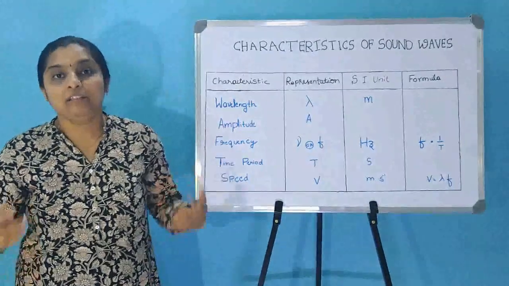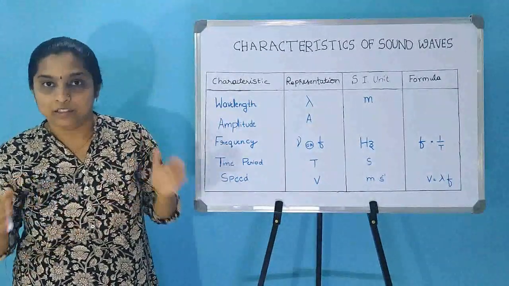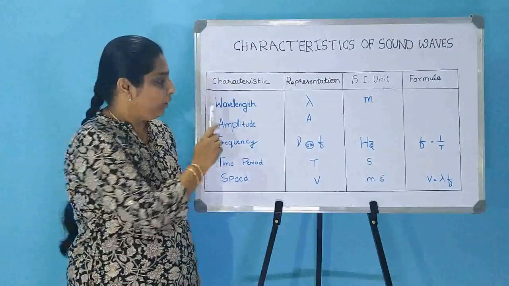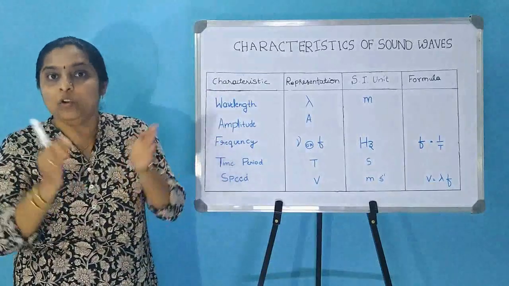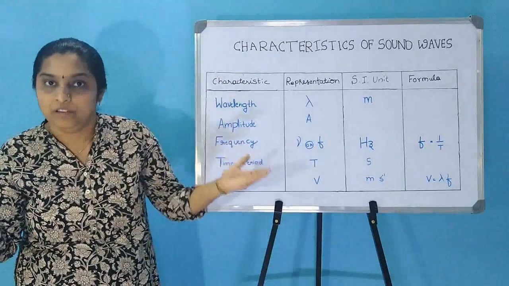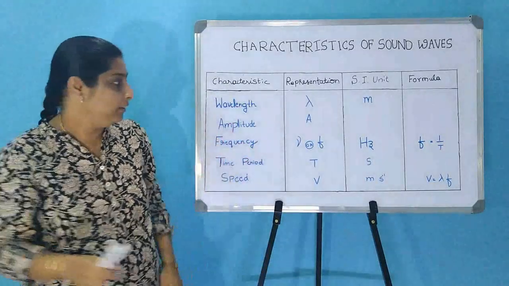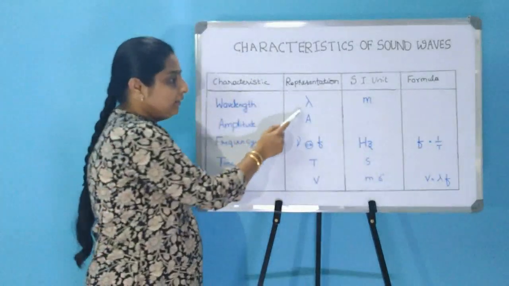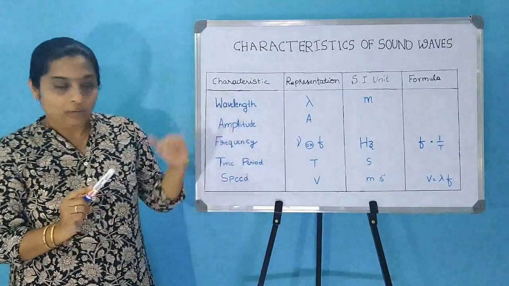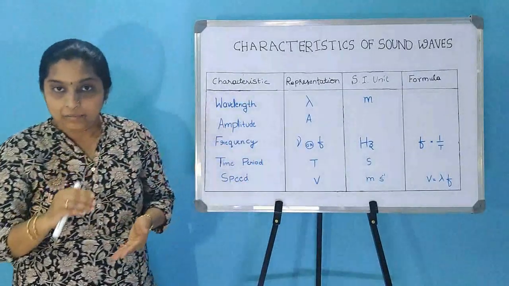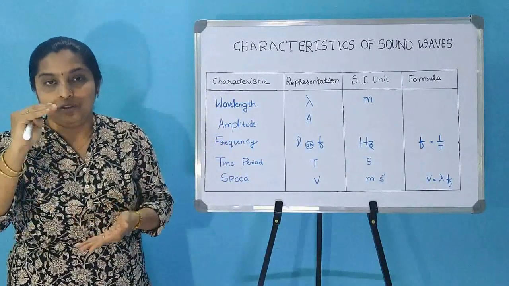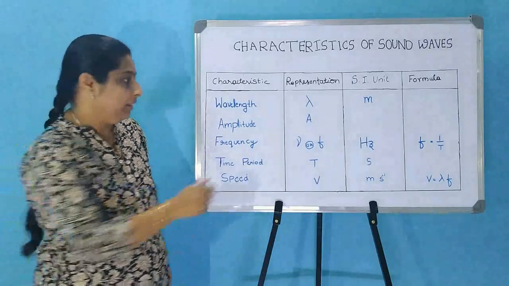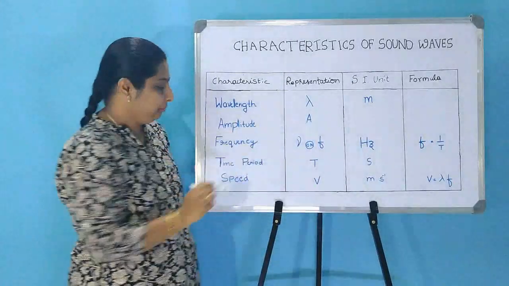So let us have a quick recap of what all we learned in this video. So first characteristic we learned was wavelength. What is wavelength? Distance between two consecutive compressions is called wavelength, and SI unit of wavelength is meter, and wavelength is represented by a Greek letter lambda. Next we learned amplitude. Maximum displacement from the mean position is called amplitude, and it is represented by capital letter A.